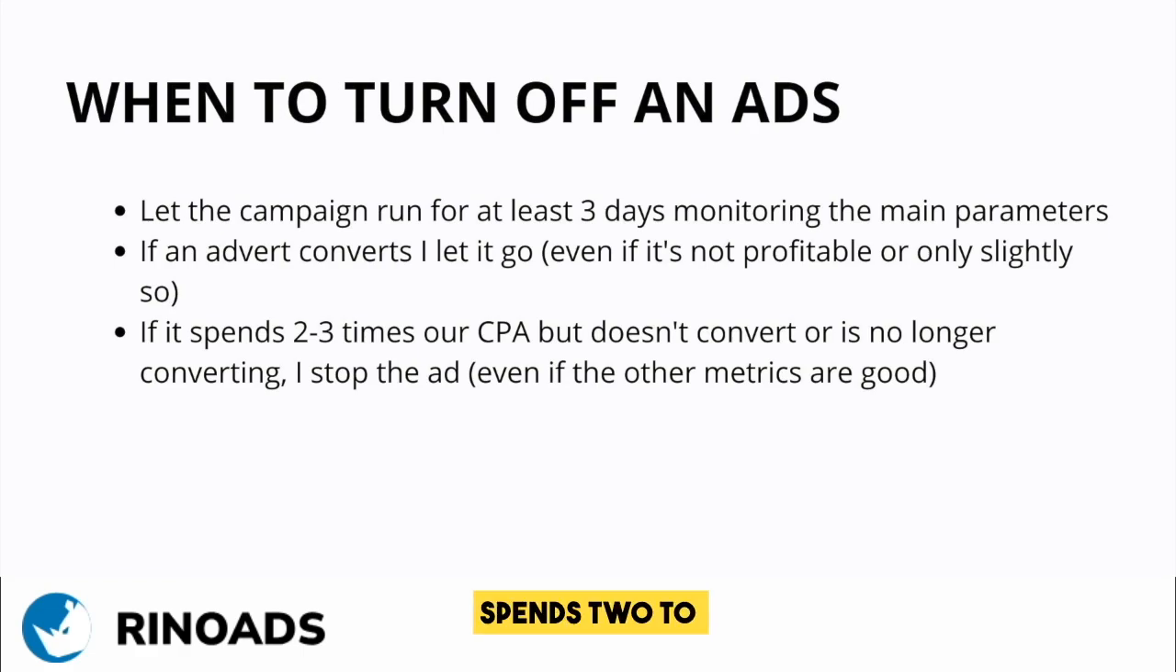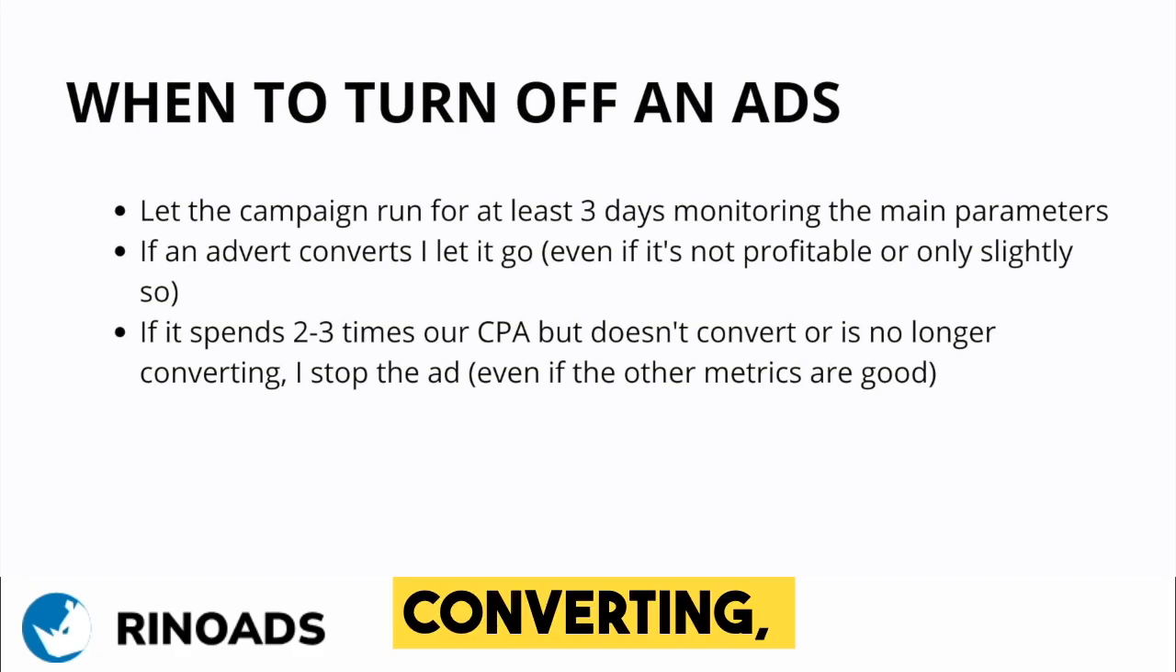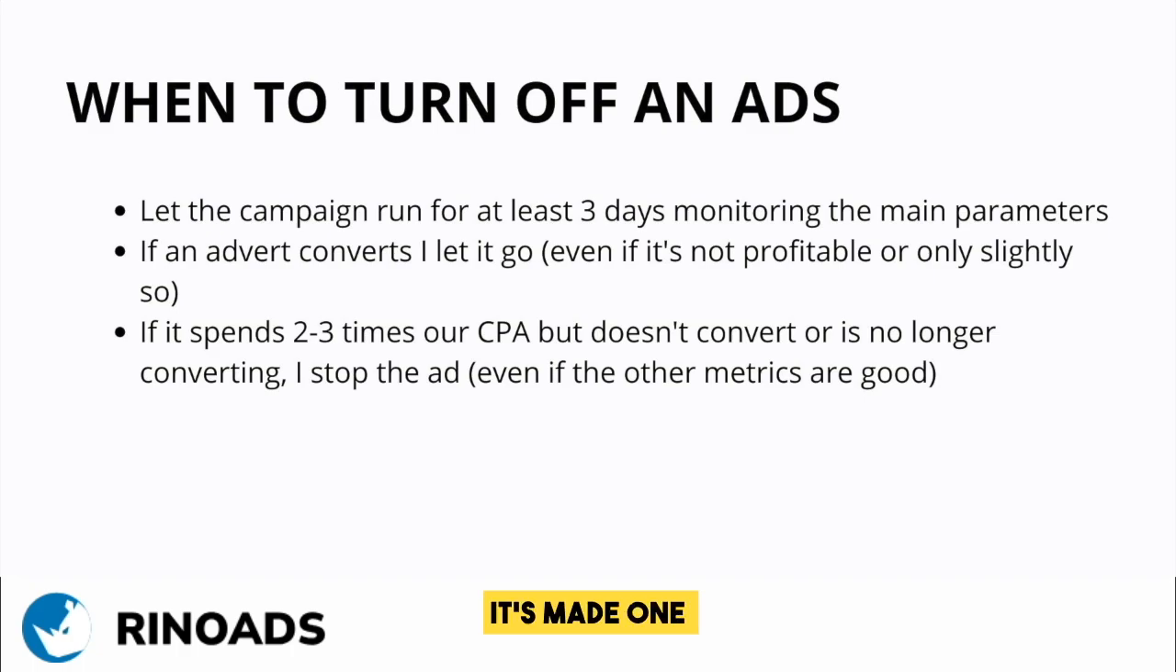Generally, if the ad spends 2 to 3 times the CPA. So if, for example, we have a CPA of 15 euros and our ad spends 30 or 45 but isn't converting, or perhaps it's made one conversion and then died after 2 or 3 days and hasn't made any more, we tend to stop it even if the other metrics are good.